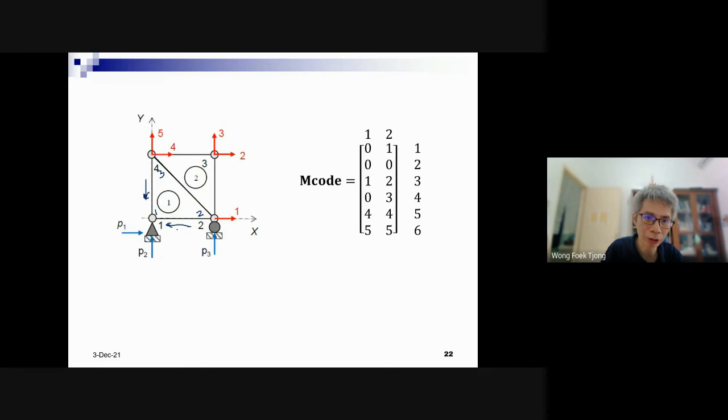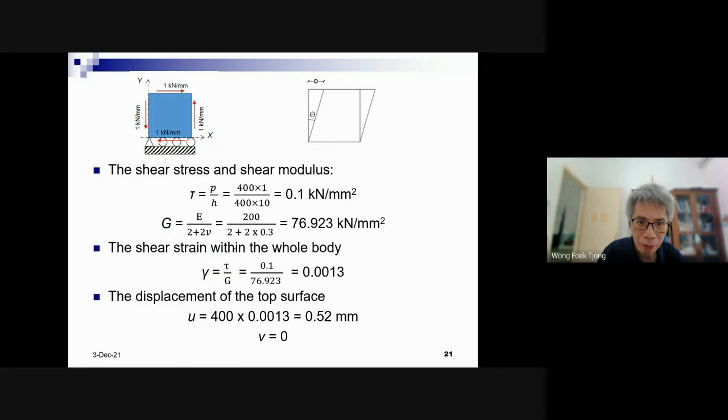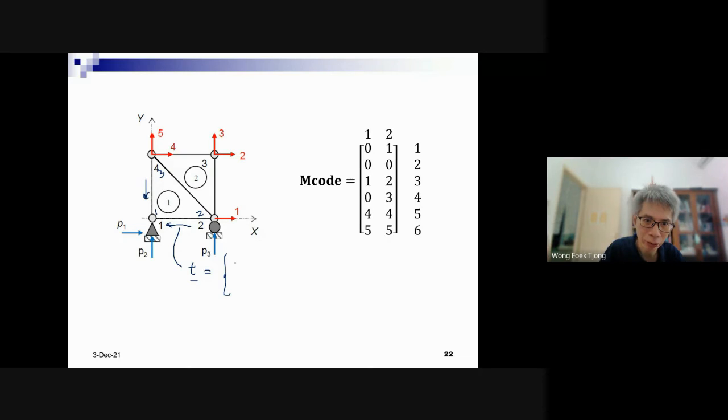Okay, we should convert this into equivalent nodal force. So this is the traction vector. What's the direction? The magnitude is what? 0.1, right? The magnitude in the x direction is minus 0.1. In y? No. Is it clear? This is the traction alongside 1, 2. Any question?